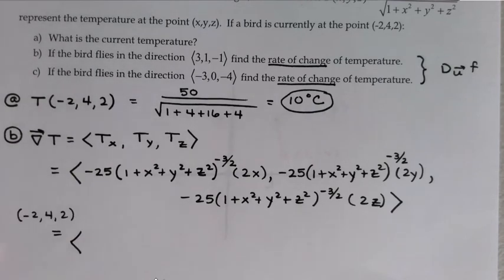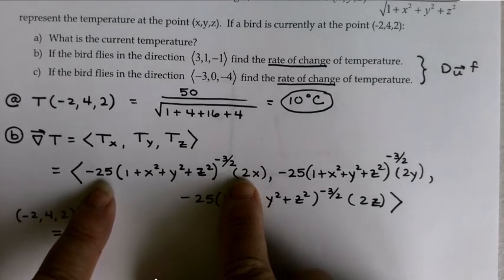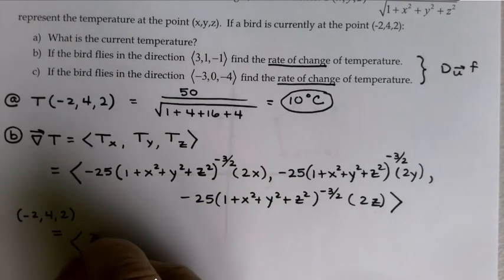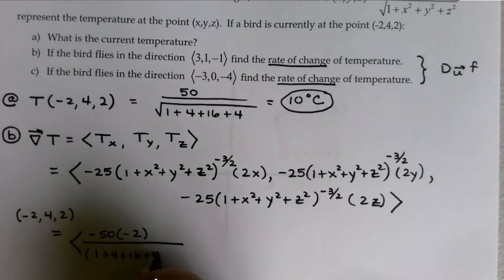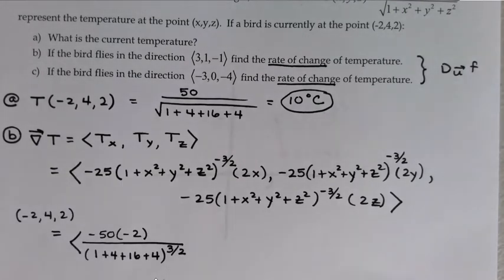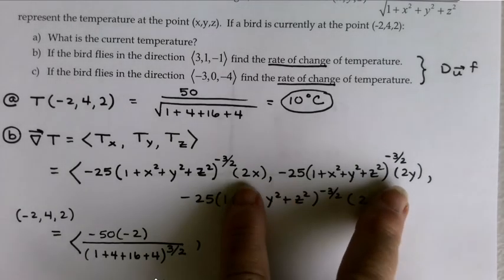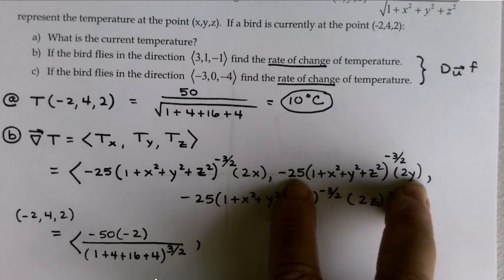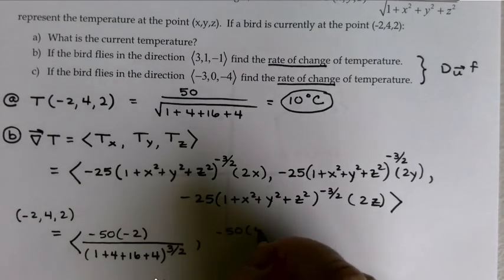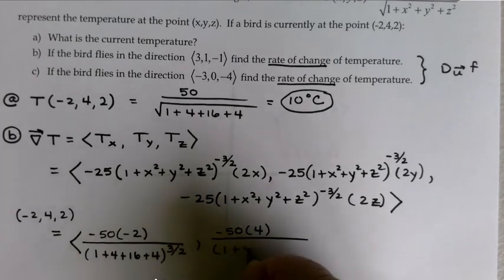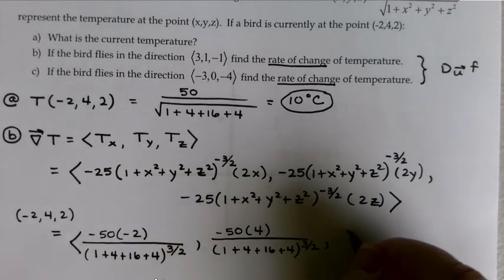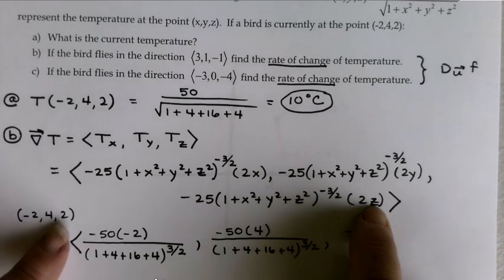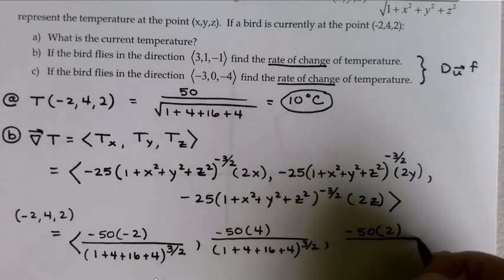So let's see what we're going to get here. We are going to get -50 times -2. I'm going to put this in the bottom: 1 plus 4 plus 16 plus 4 to the 3/2 power. Here I would have, oops, here, -50 times the y, so -50 times 4 over the same thing. And here again I'll have a -50 times the z value, which is 2, over that same denominator.